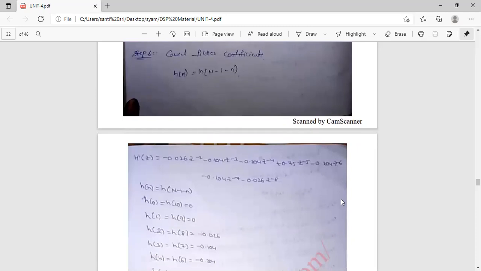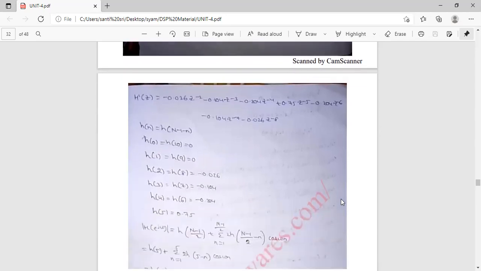So H dash of z is equal to this one. H of n equal to H of N minus 1 minus n. So H of 0 equals H of 11 minus 1 minus 0, that is H of 10. Like that, we will calculate the values.